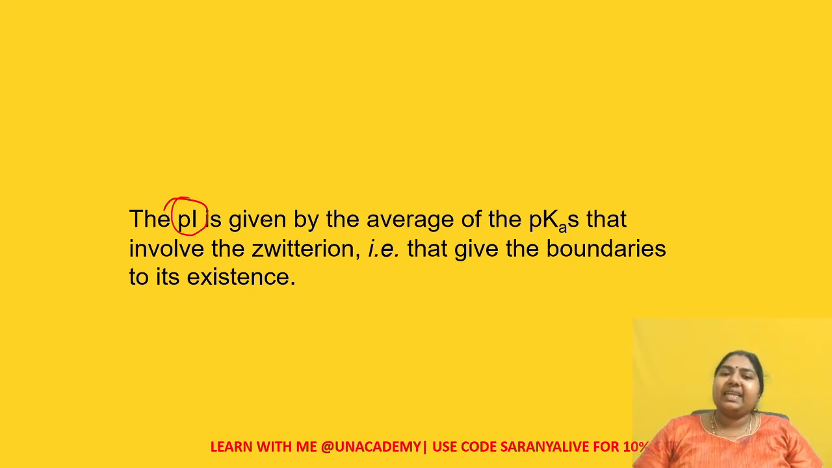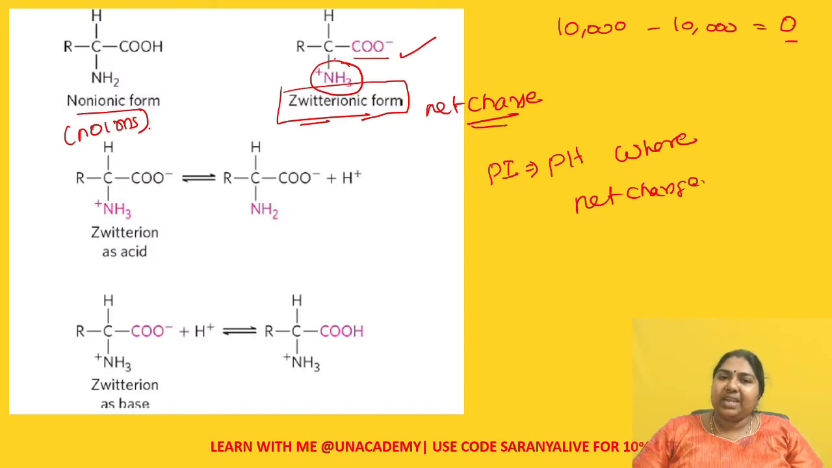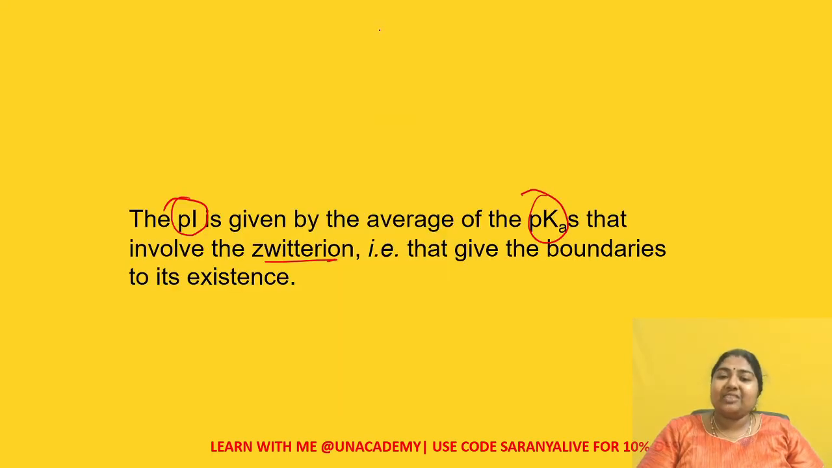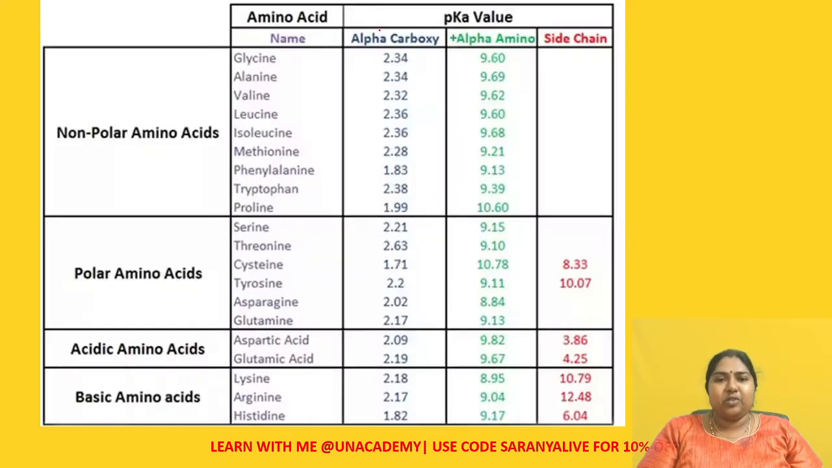Okay, so how do you calculate this Pi now? The Pi is actually given by the average of the pKa's involving the zwitterion. So we have to calculate the pKa of the amino group and the pKa of the carboxylic group, isn't it? That is only going to give you the average of the pKa of the amino group and the pKa of the carboxyl group. That is what gives you the Pi.